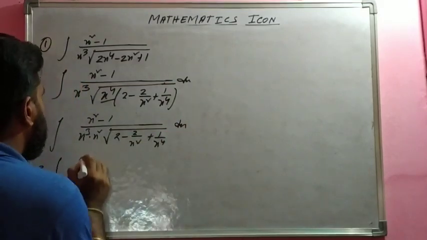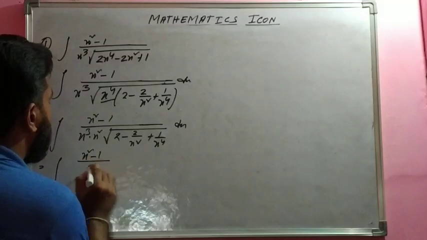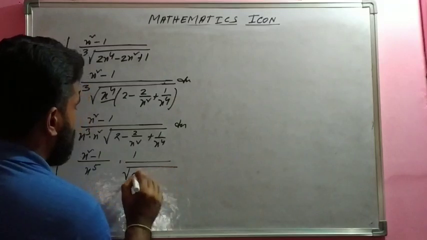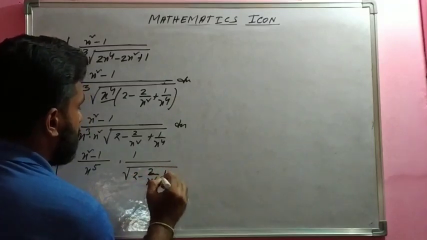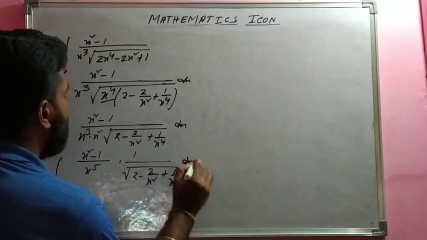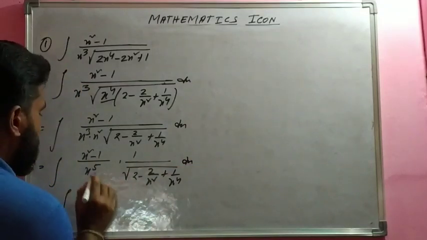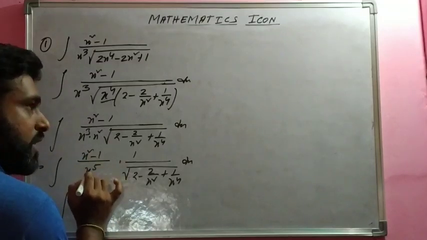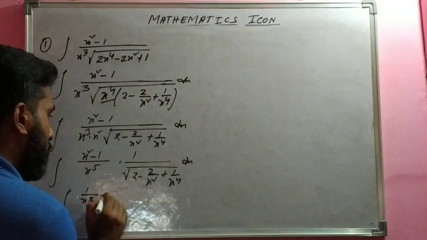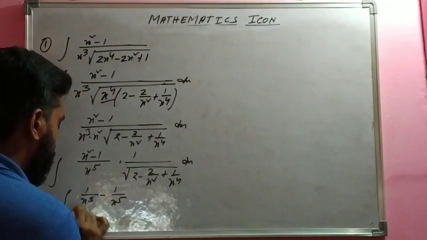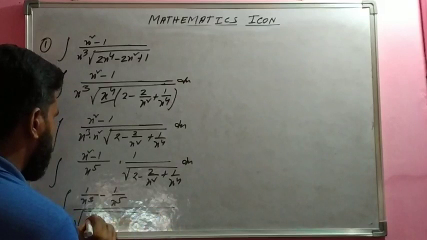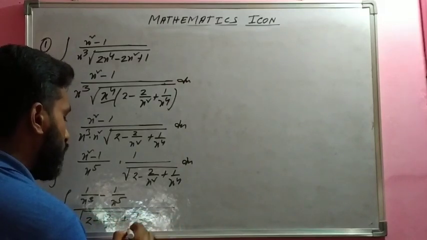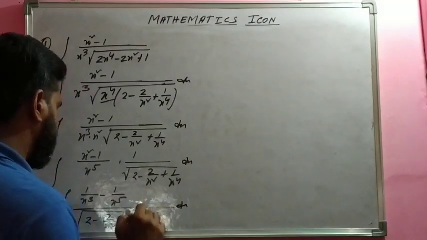So here you can see (x square minus 1) by x to the power 5, and 1 by root of 2 minus 2 by x square plus 1 by x to the power 4, dx. If you divide x square by x to the power 5, what does it mean? 1 by x cube. So we get (1 by x cube minus 1 by x to the power 5) whole by root of 2 minus 2 by x square plus 1 by x to the power 4, and dx is there.